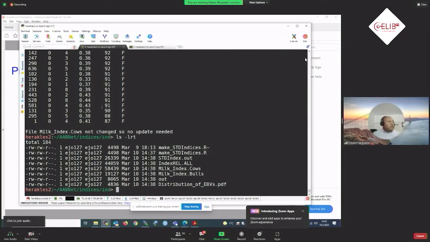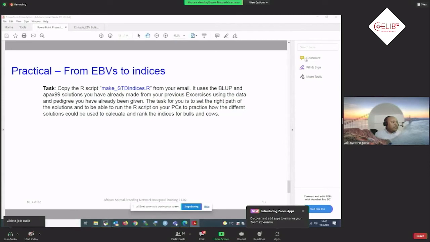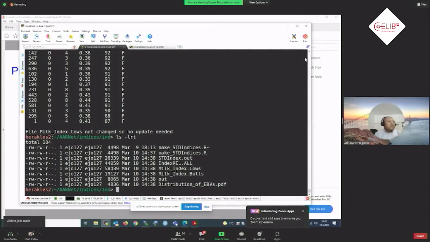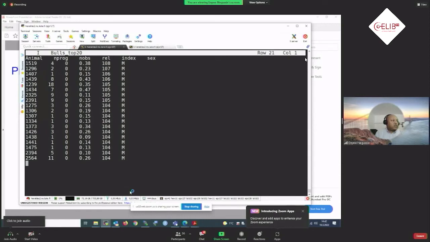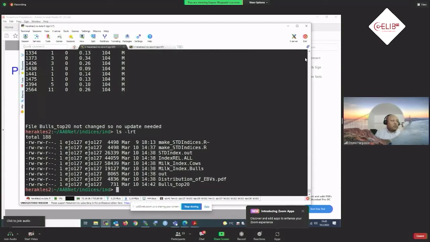Okay, I think this is what I have for this one, and as I have shown you, you can take this, for example, to publish. You don't publish these 200 or 2000 bulls' GEBVs; breeders always publish the top ones. For example, if you want to publish the first top 20 bulls, then head minus 20, then bulls top 20. So let us open bulls top 20. They are here. So you can publish these ones. And if you want the cows also, you can do the same thing.